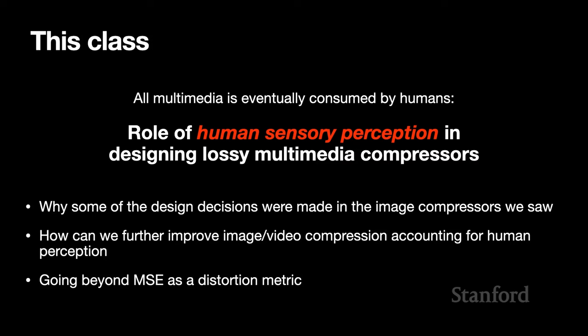We are gonna understand what properties of human sensory perception play a role in our design of compressors. In particular, we'll look at questions like, why were some of the design decisions made in the image compressors we saw, like JPEG in particular? Or how can we further improve image and video compression, knowing that this signal is eventually supposed to be consumed by us, right? And not just by machines. Finally, I've touched a little bit on it, but I want to give you a flavor that MSE is not all-encompassing. So what are some other options which you might see if you were to practice compression outside?